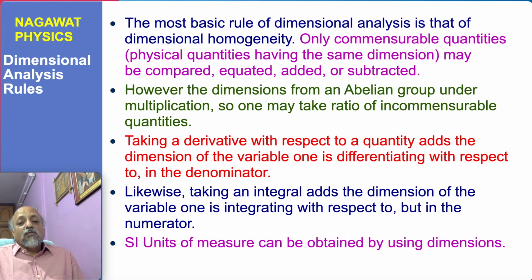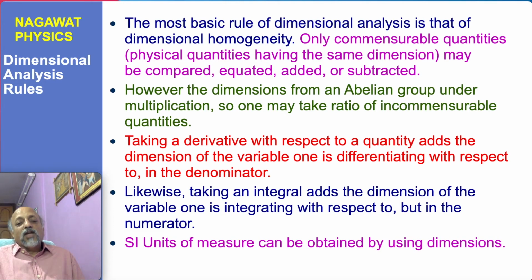Taking a derivative with respect to a quantity also adds the dimension of the variable with respect to which you are differentiating in the denominator, and that is why when you define instantaneous velocity as the rate of change of position vector with respect to time, the position vector is in the numerator and the time is in the denominator, and the dimension of instantaneous velocity is therefore LT inverse.